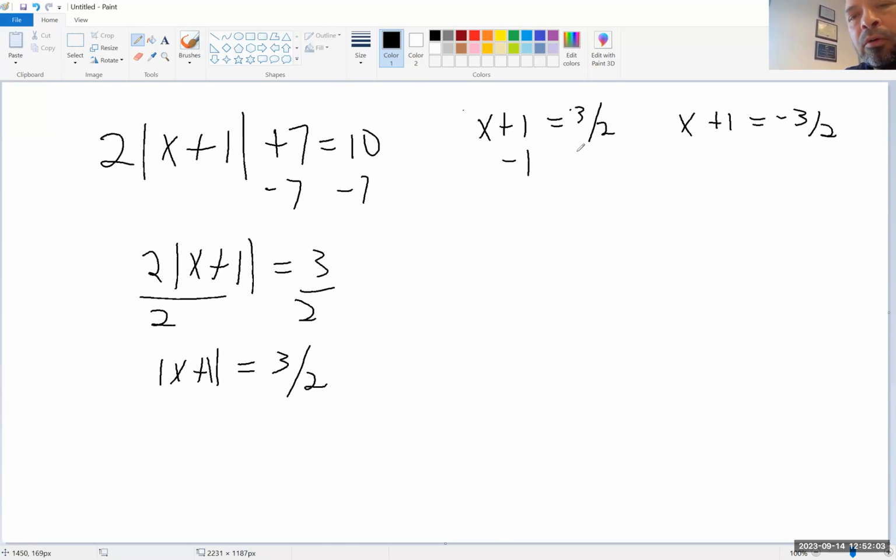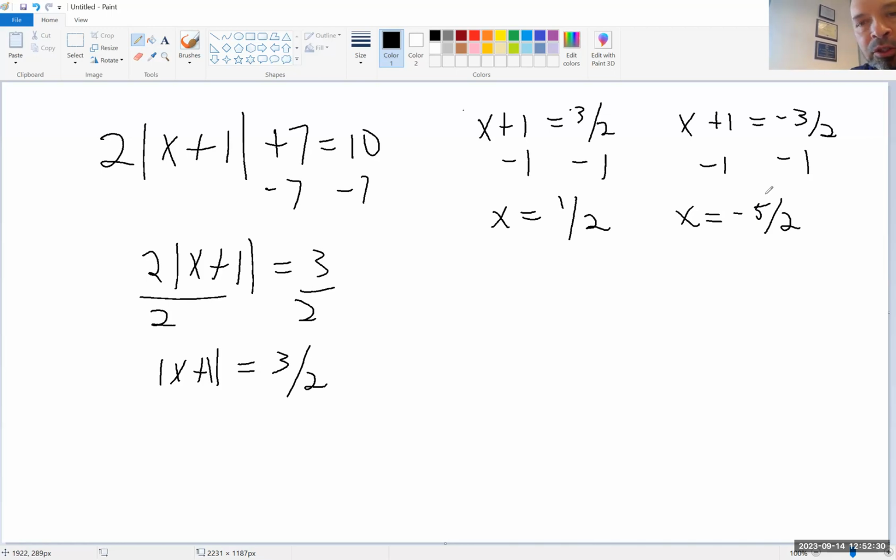If I take away 1 from both sides, that leaves me with 3 halves minus 1, which is the same as 3 halves minus 2 halves. That leaves me with a half. Subtract 1 from both sides on this side. That leaves me with negative 3 halves minus 1, but 1 is 2 halves. So that leaves me with negative 5 halves.